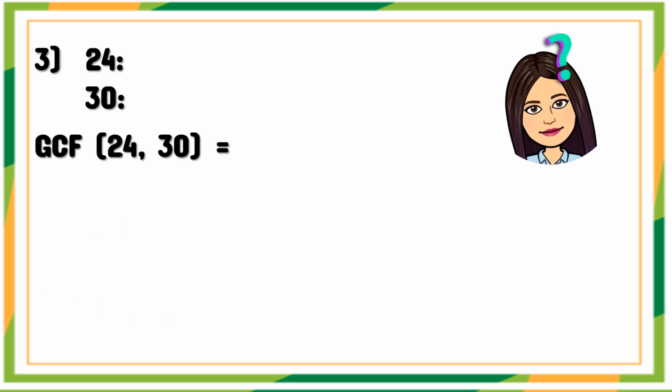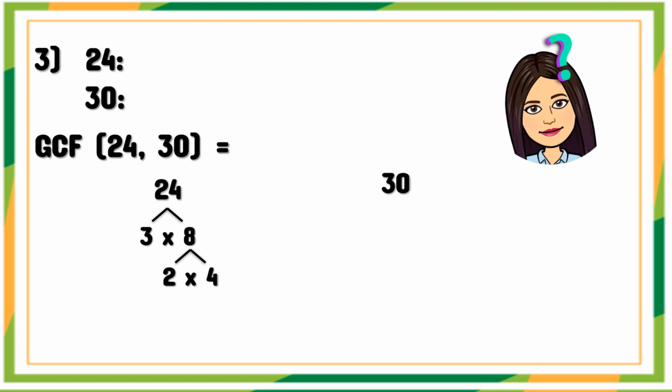For number 3, let's now check your answer. Let's find the GCF of 24 and 30. Let's find first the prime factors of 24 and 30 using a factor tree. The factors of 24 are 3 times 8. 3 is already a prime number, so let's find the factors of 8, which is 2 times 4.